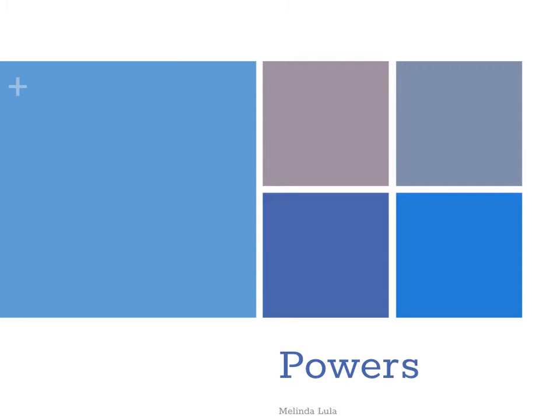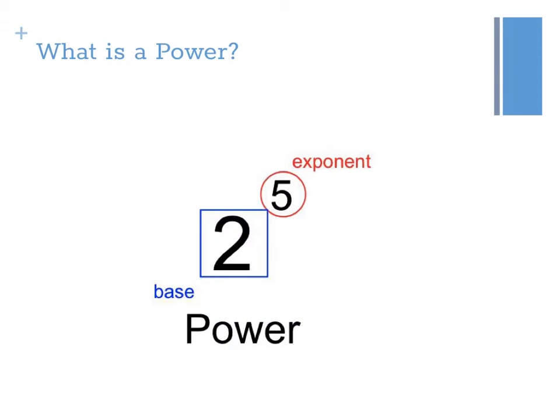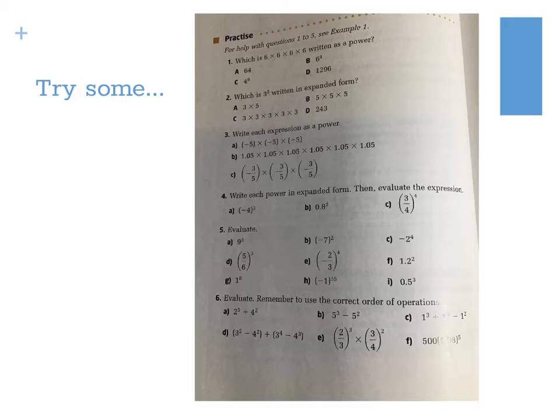Here we go. What is a power? A power is this entire expression, 2 to the 5. The 2 is called the base and the 5 is called the exponent. You may want to stop the video and try some of these activities on this page.